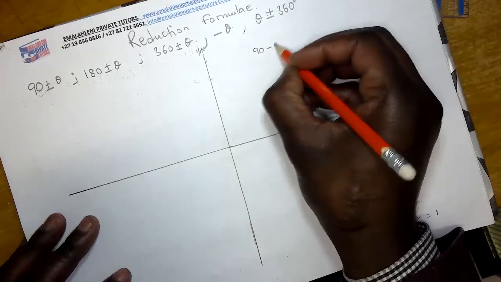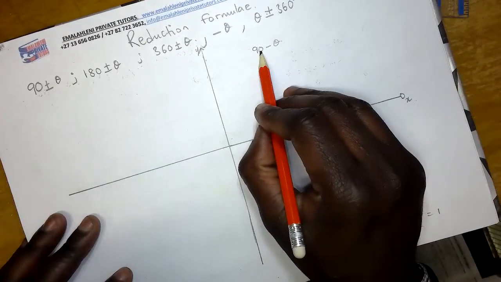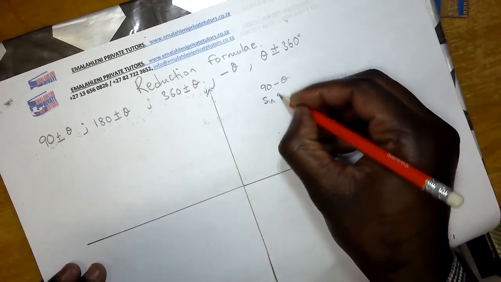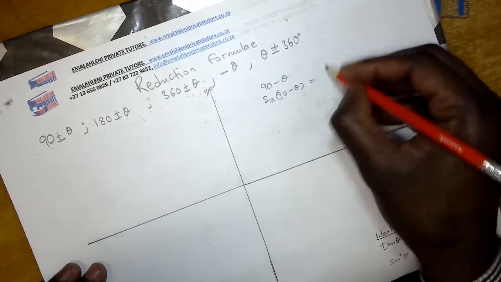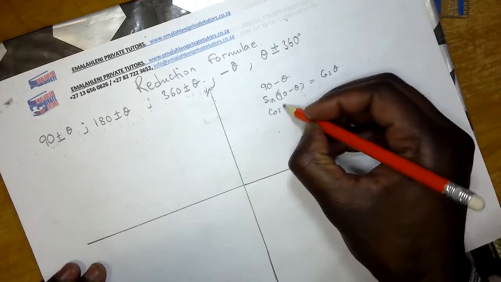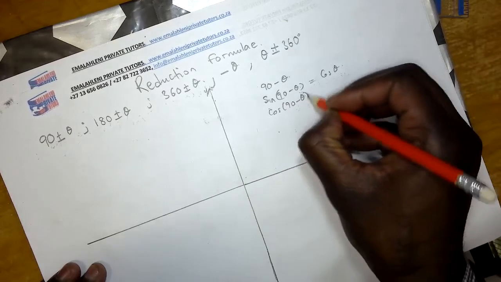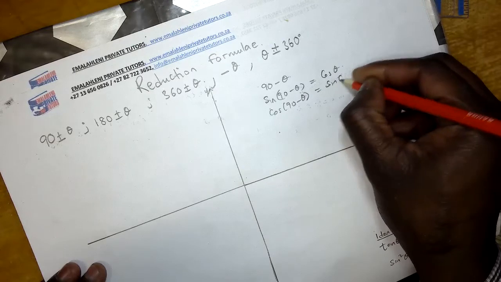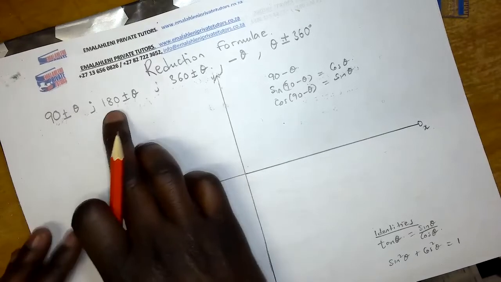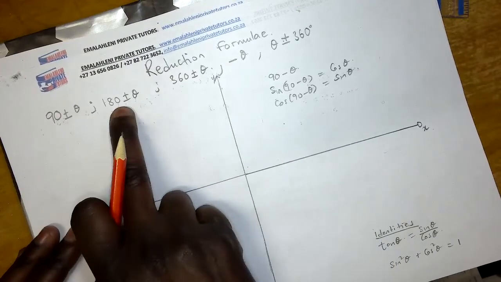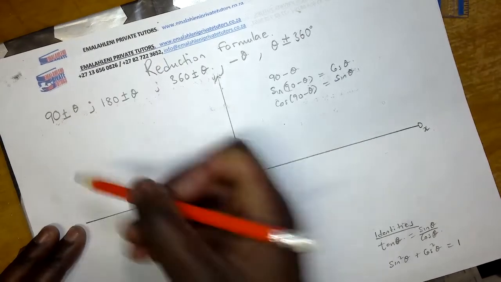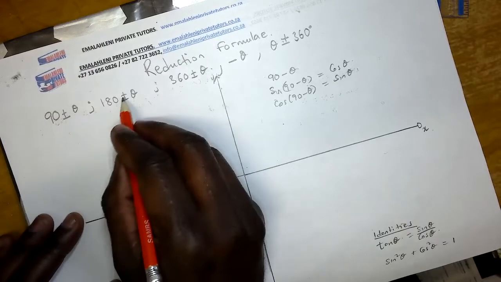With 90 minus theta, what do we know now? We know that sine 90 minus theta is equal to cos theta. What about cos 90 minus theta? Cos 90 minus theta is equal to sine theta. Simple as that. We did that, the cocoa rule. Now, what about 180?